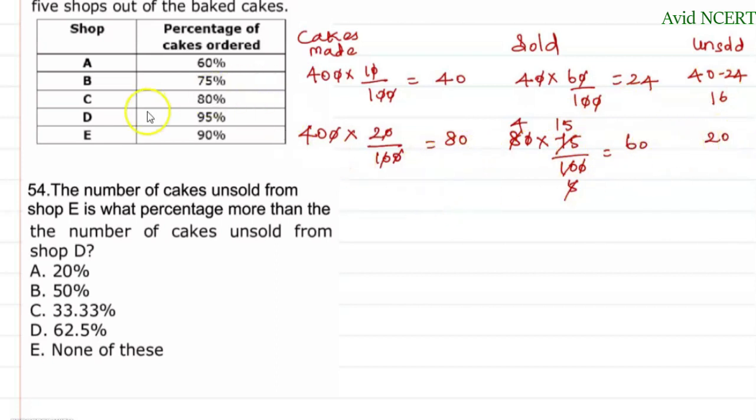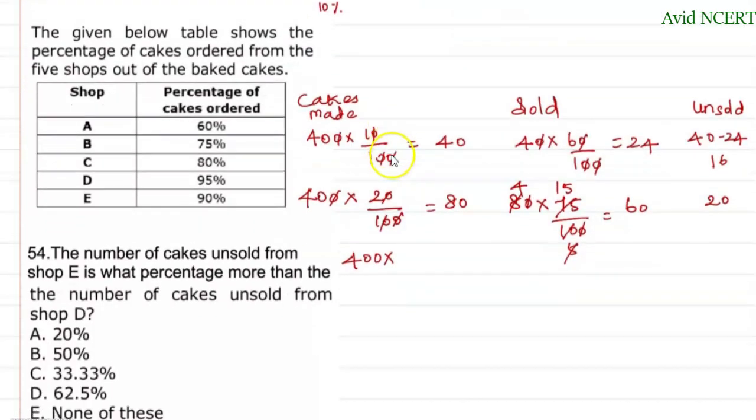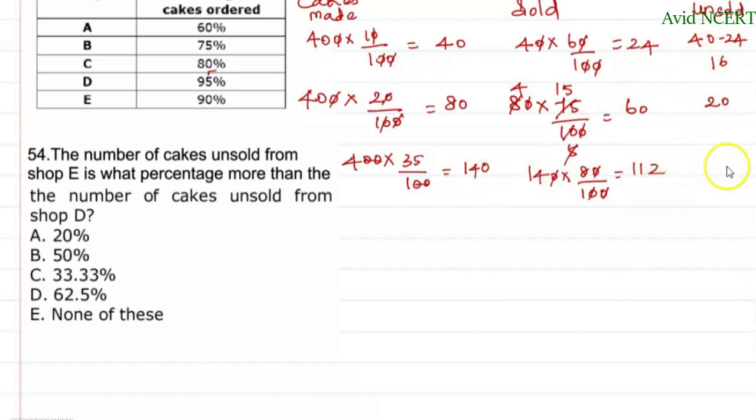So the cakes sold here are 60, which means the unsold cakes are 80 minus 60, which equals 20. Now for shop C, out of this 400, let's see the number of cakes they made, which is C, 35%. Out of 400 cakes, they made 35%. 35 by 100, the zeros get cancelled. So 4 times 35 is 140 cakes. And the cakes ordered from this shop is 80%, so out of these 140, 80% were sold, which is 14 times 8, which is 112. So the number of unsold cakes here is 140 minus 112, which is 28.